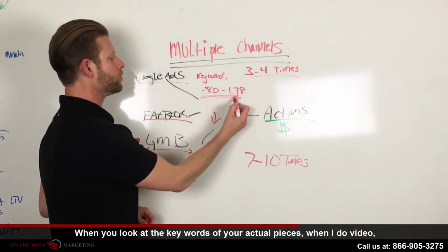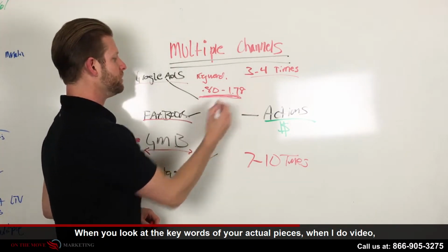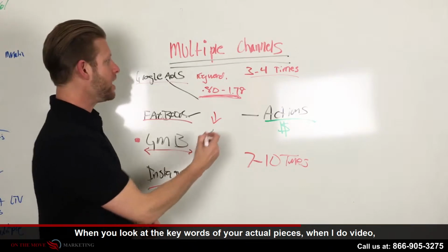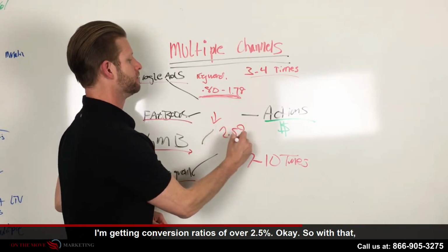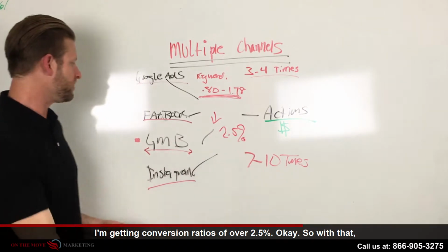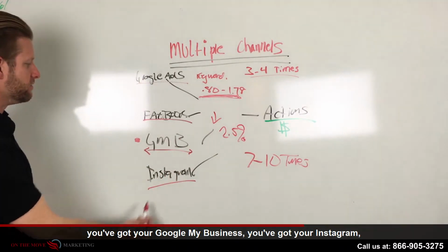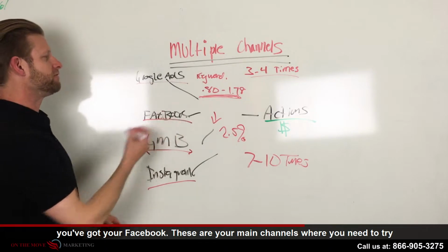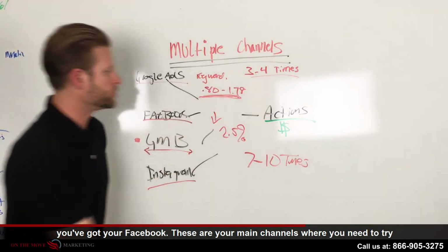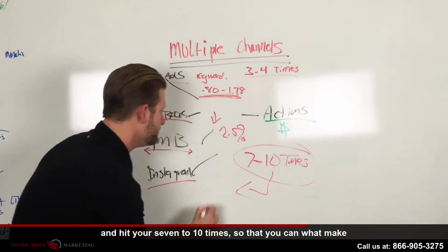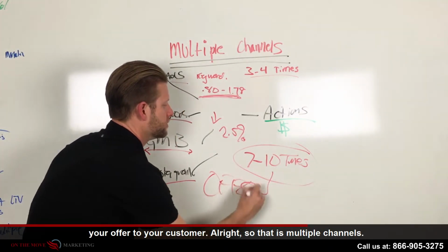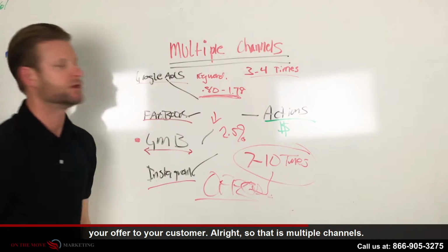When you look at the keywords of your actual pieces, when I do video, I'm getting conversion ratios of over 2.5%. Okay? So with that, you've got your Google My Business, you've got your Instagram, you've got your Facebook. These are your main channels where you need to try and hit your 7 to 10 times so that you can, what? Make your offer to your customer. All right? So that is multiple channels.